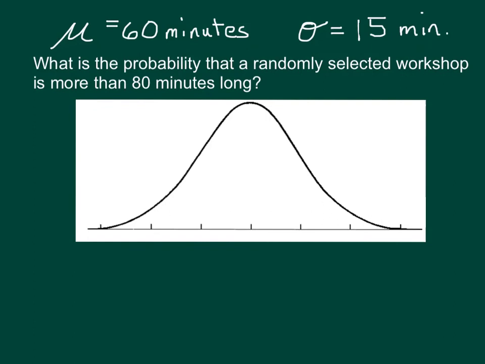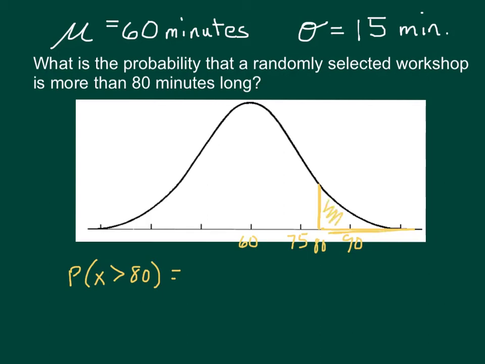So now, given that information, the lengths of workshop, what is the probability that a randomly selected workshop is more than 80 minutes long? So again, the mean was 60, there's 75, and there's 90. And so 80 would be to this side of 75, to the right. And so we want the probability that the length of the workshop is more than 80 minutes long. And more than 80 would be everything to the right.